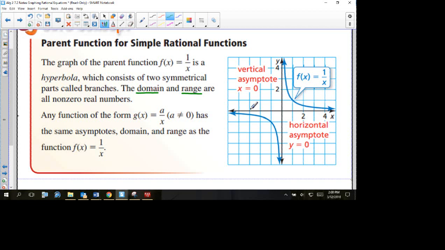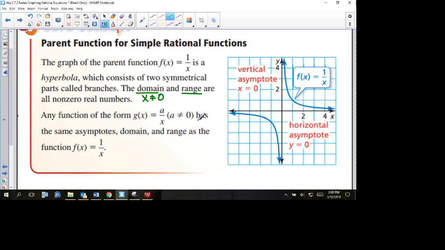So when you look left to right, we're talking about domain, left to right. This graph is all the way to the left, and then it jumps over, and then it goes all the way to the right. What does it jump over? X equals 0. So the domain is going to be all real numbers except for 0. So you can write all those words out, all real numbers except for 0, or you can write x does not equal 0. Your choice.